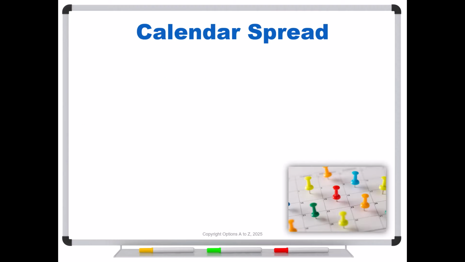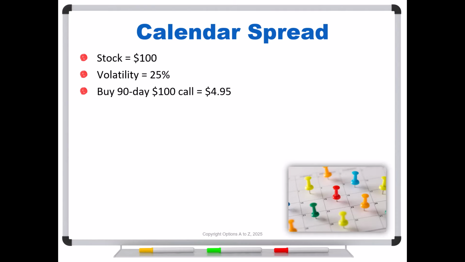Let's go to our calendar spread. And let's say that the stock is 100. Volatility is at 25%. We go to a pricing model, we find that the 90-day $100 call is worth $4.95. That same model tells us that a 30-day $100 call is $2.86. So if you were to spend $4.95 and then collect $2.86, the net debit would be $2.09, and this would be your maximum loss on the calendar spread.